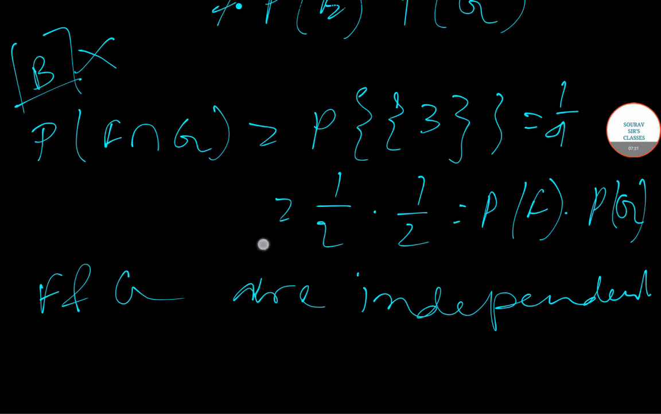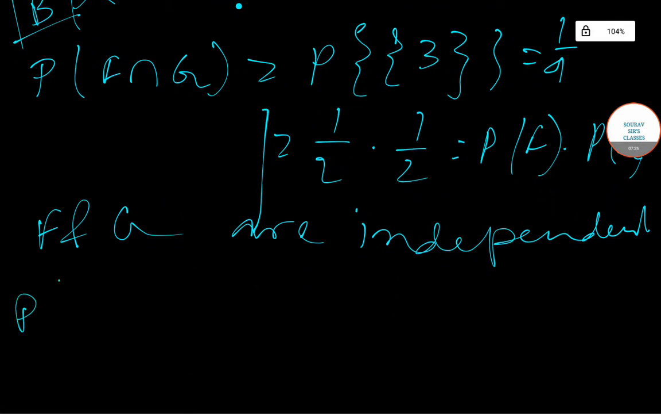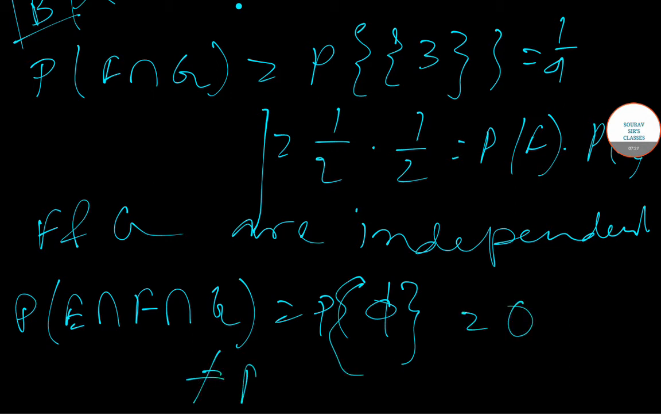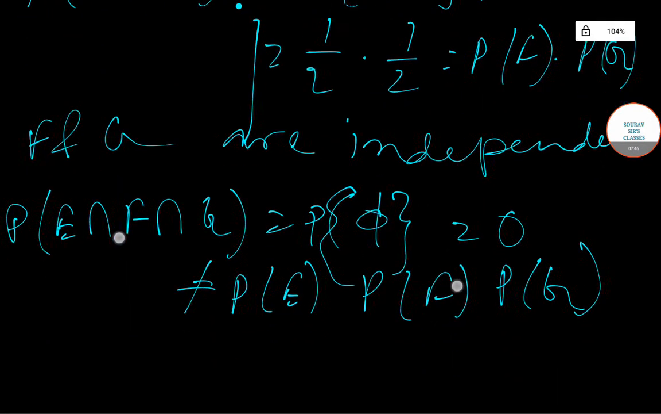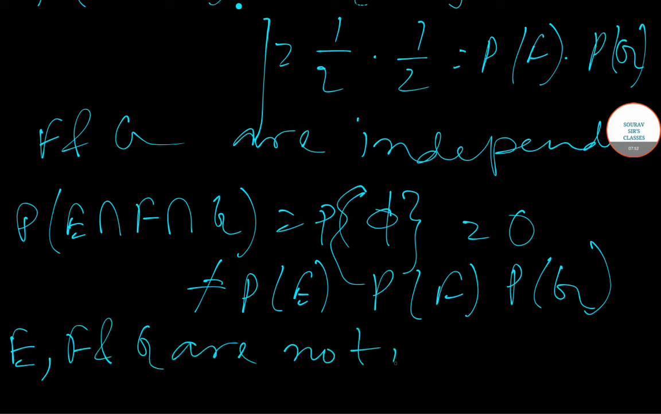Now let's check the final statement, that is the probability of E intersection F intersection G is equal to the probability of the null set, which is equal to 0, that is not equal to the probability of E multiplied by the probability of F multiplied by the probability of G. So E, F and G are not independent.